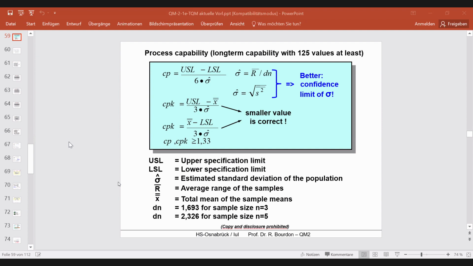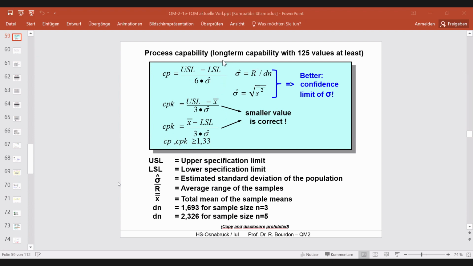And if one quality control chart is completed, if it has 125 values at least, then you can calculate CP and CPK. CP and CPK are the process capability values, and they can be calculated like I told you before. Last time I explained this sheet to you. I think this was the last sheet, like last time.